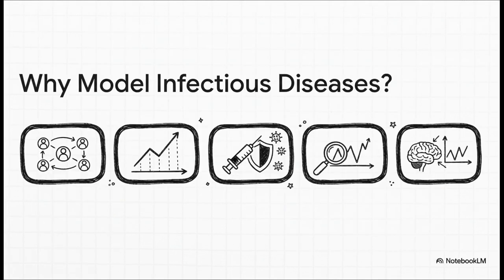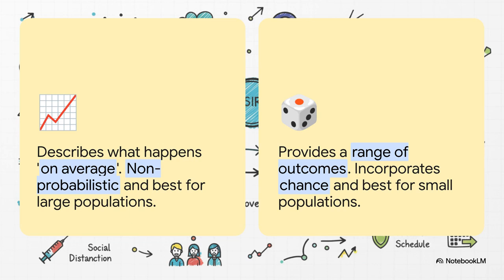And why does that matter so much? Because these models let us really understand how a disease moves through a population, forecast where it's going next, and this is the big one, test the potential impact of our choices. We can actually simulate things like vaccines or social distancing to get a good idea of what might work before we go and ask millions of people to completely change their lives. That's huge.